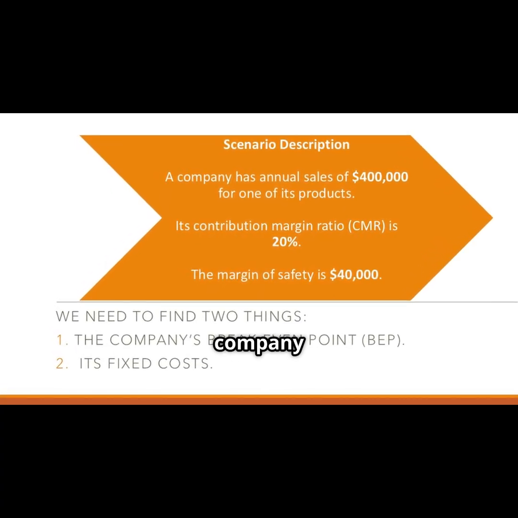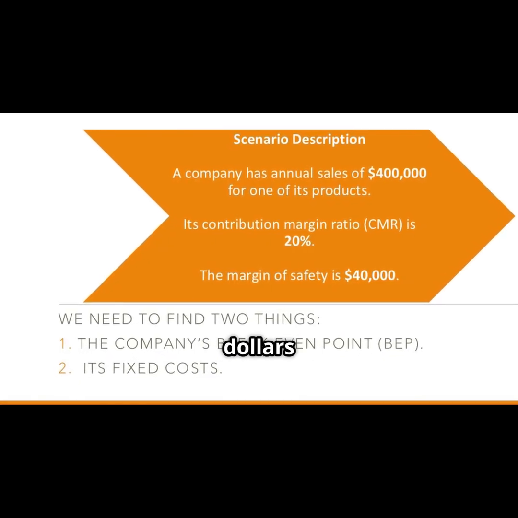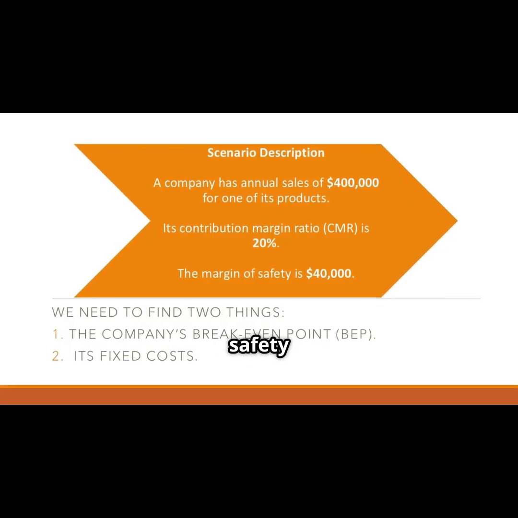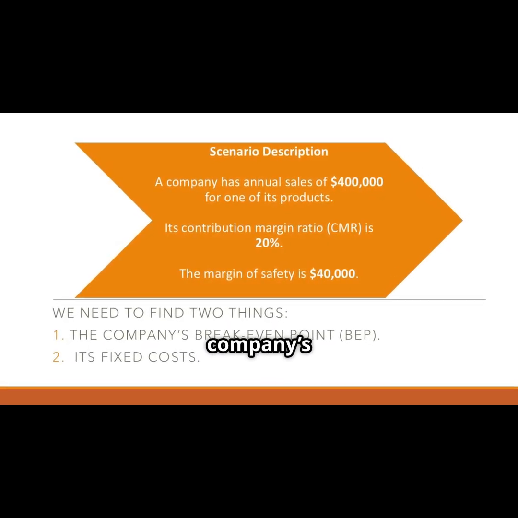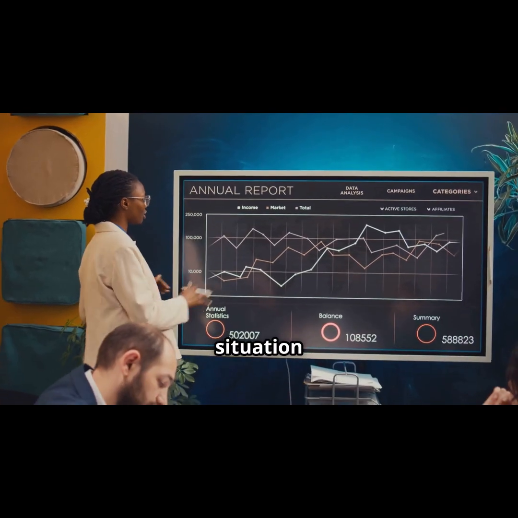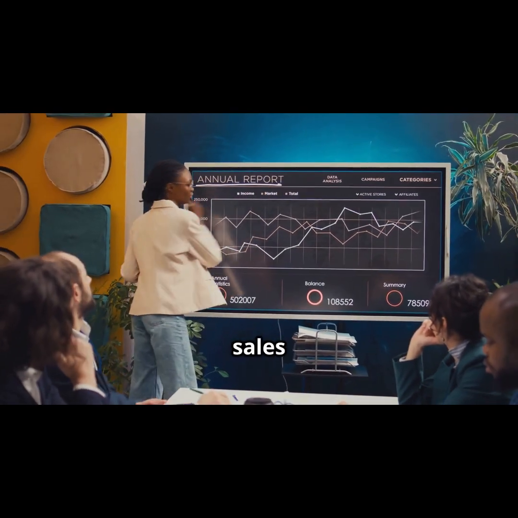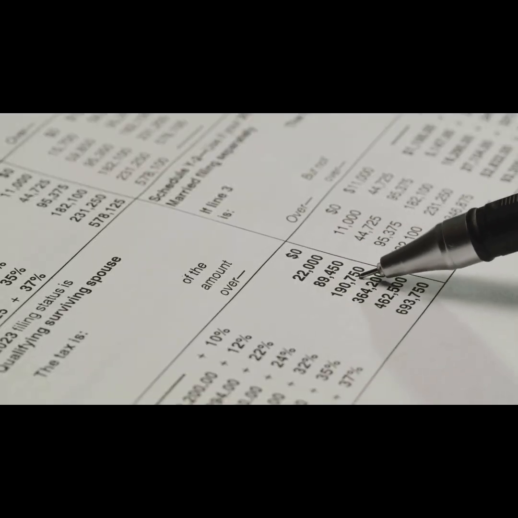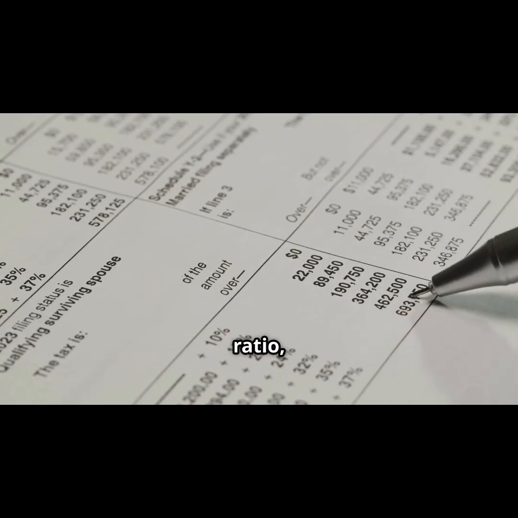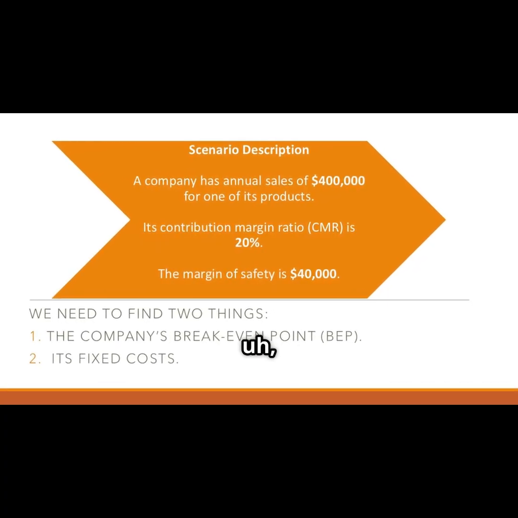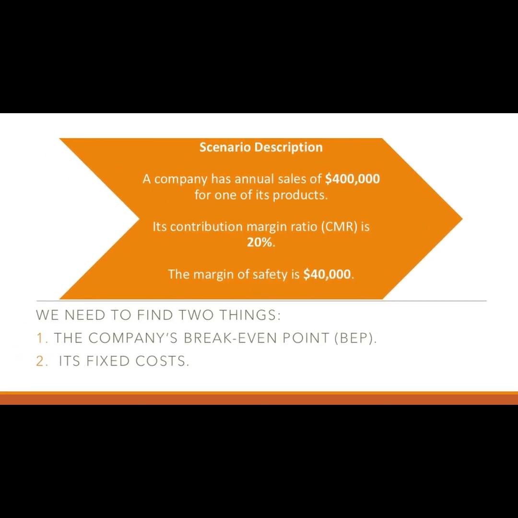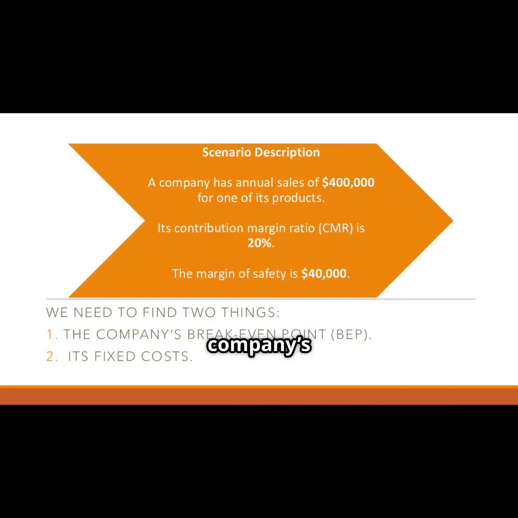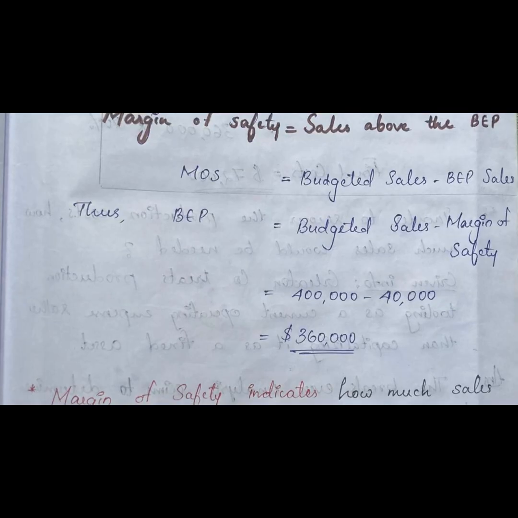Question 3. A company has sales of one of its products of $400,000 per year and a contribution margin ratio of 20%. Its margin of safety is $40,000. What is the company's break-even point? Here's the situation we're working on today. A company has annual sales of $400,000 for one of its products. Its contribution margin ratio, or CMR, is 20%. And the margin of safety is $40,000. We need to find two things: the company's break-even point and its fixed costs.